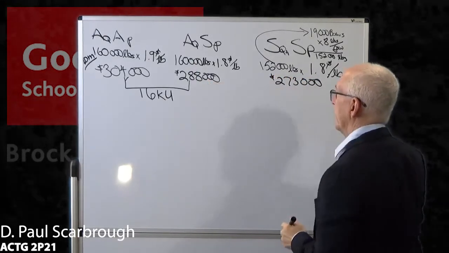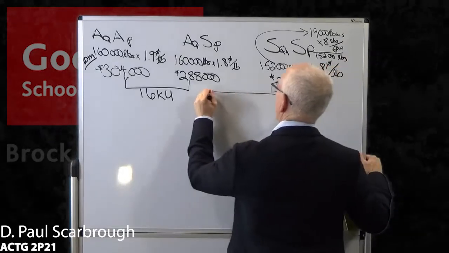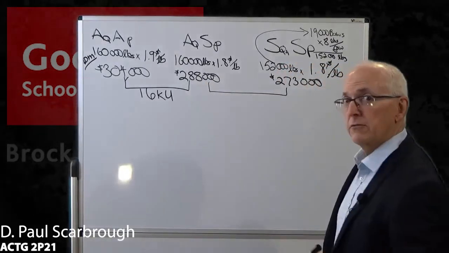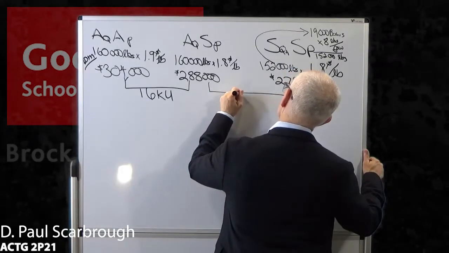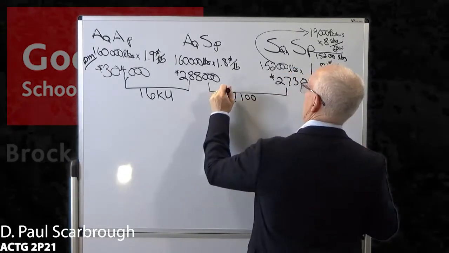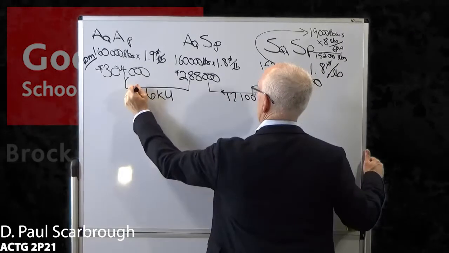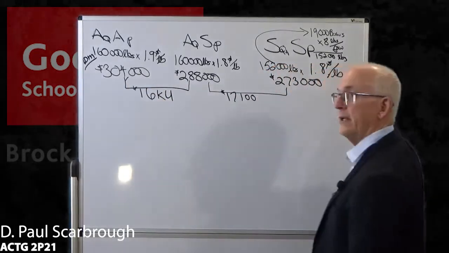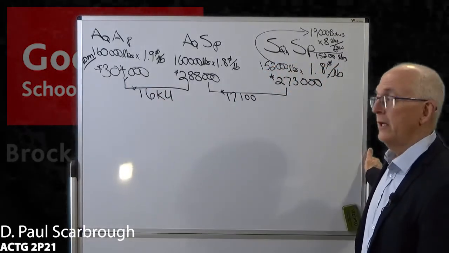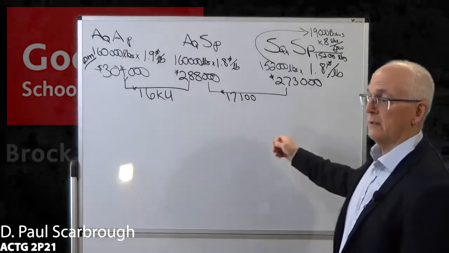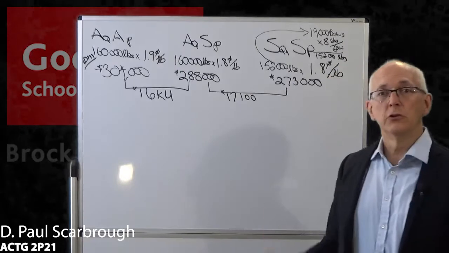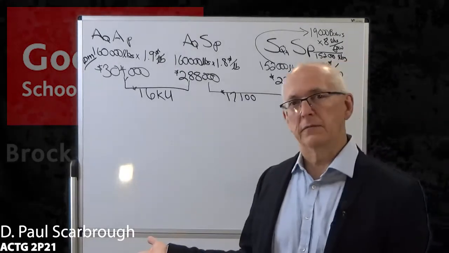And we have the 288,000. So we have a variance, and that variance would be $17,100. And we have to determine now favorable or unfavorable. You have to have the U or the F on the chart. So if you use this method on the exam, you have to have this on the chart.